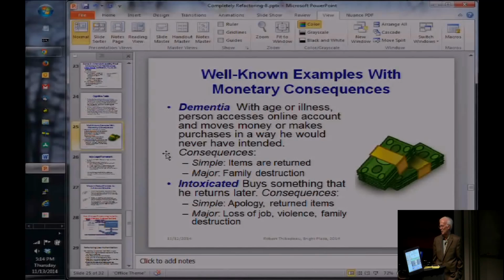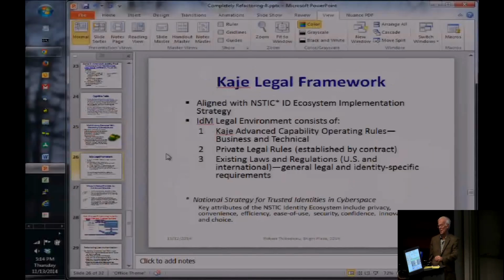You can have horrible consequences of this. Intoxicated is an obvious one that we've just been mentioning. So what's the law around this? Okay. Well, NSTIC has a legal environment.